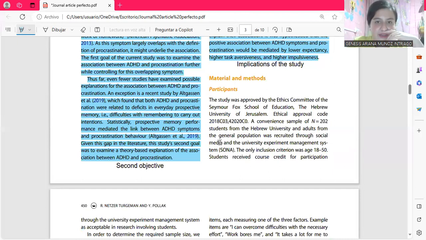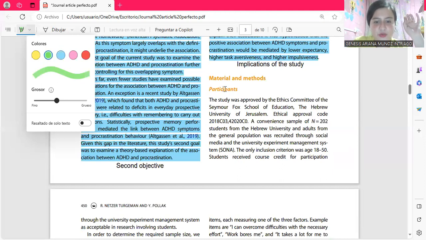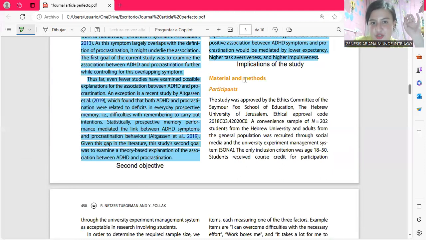After that, we have the methods, okay? The method section, which is the third part of the structure of a journal article. In this part, let's remember that we must look for 3 important aspects: participants, materials, and procedure, okay? So regarding the participants, here we can find the participants that they use. Here they are telling us in this specific part that they use 202 students from Hebrew University, okay?